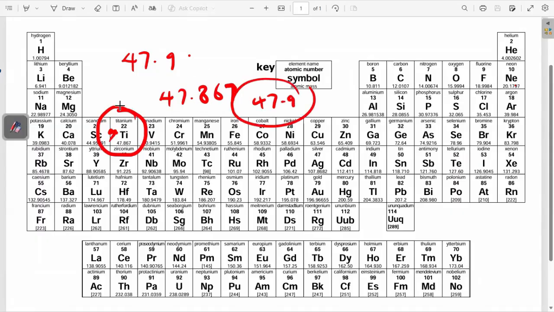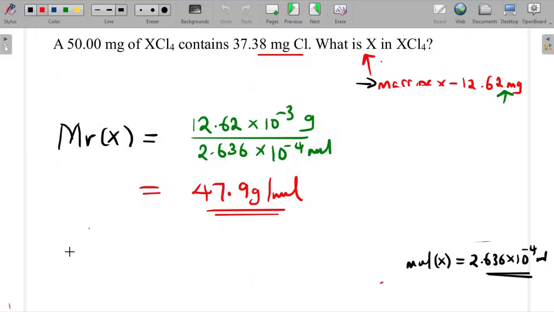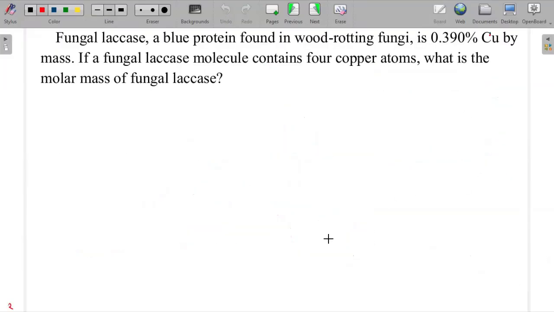So that X is most likely to be the titanium here. Okay, so X is titanium. Titanium has the symbol Ti. So XCl4 was simply titanium, TiCl4, like this.